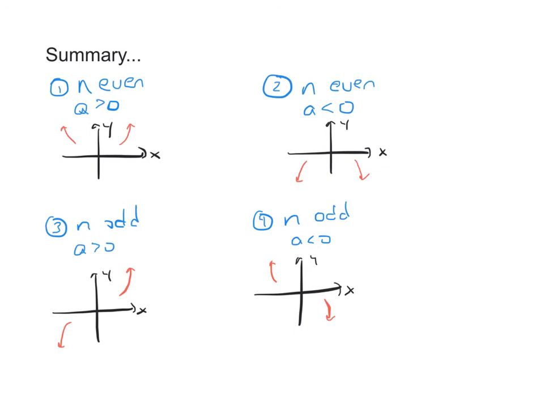So if we see a function that looks like this, we may not know exactly what the graph looks like, but we see that the leading coefficient is negative and that the degree is odd, which is this case. N is odd, the leading coefficient is negative, so we know that that graph has to rise on the left and fall on the right.